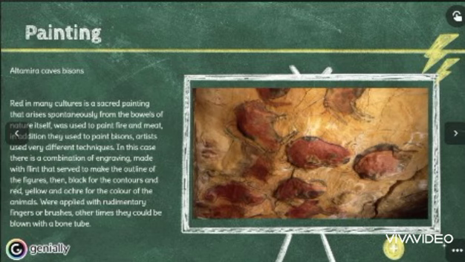The painting in prehistory. Red in many cultures is a sacred paint that arises spontaneously from the bowels of nature itself. It was used to paint fire and meat. In irradiation, they used it to paint visions.